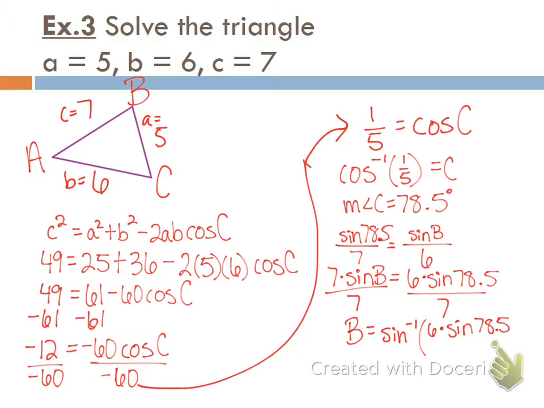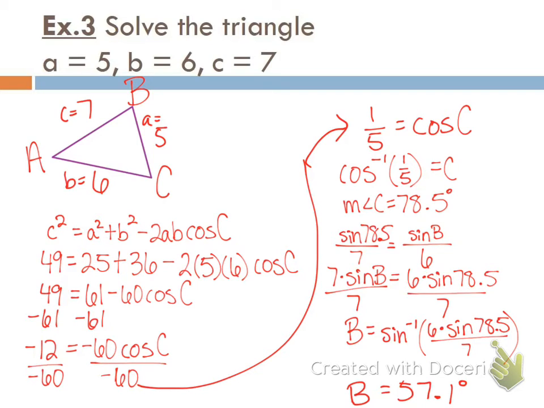Again, at this point, you should be knowing what you're comfortable doing with your calculator. If you need to do one step at a time, that's fine. If you are confident that you know how to type it all in at the same time and get the answer to come out correctly, that's fine. What do we get for angle B? 57.1 degrees. I'll write that all the way at the bottom. 57.1 degrees.